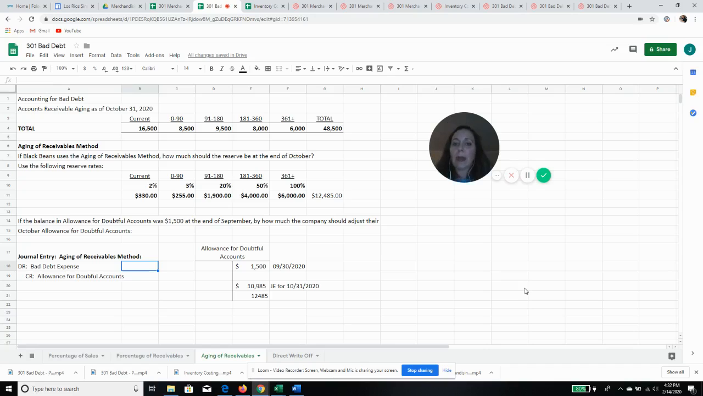So I'm going to debit bad debt expense for $10,985, and I'm going to credit allowance for doubtful accounts for $10,985. This will bring the balance of my allowance for doubtful accounts account to where it needs to be. As a reminder, allowance for doubtful accounts is a contra asset account. It's an asset account that carries a natural credit balance.